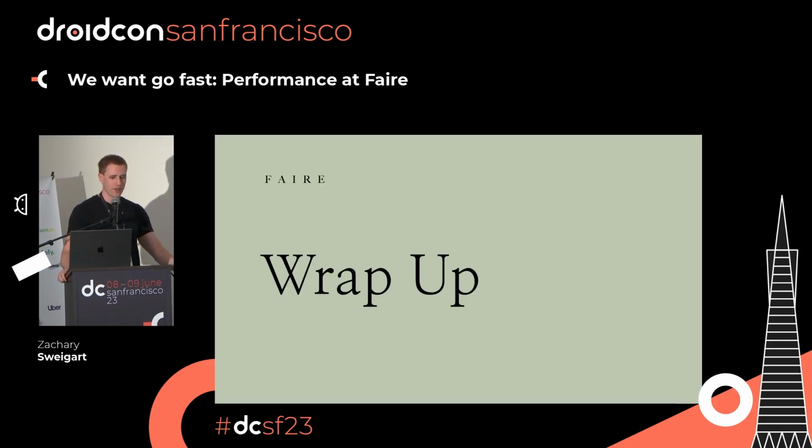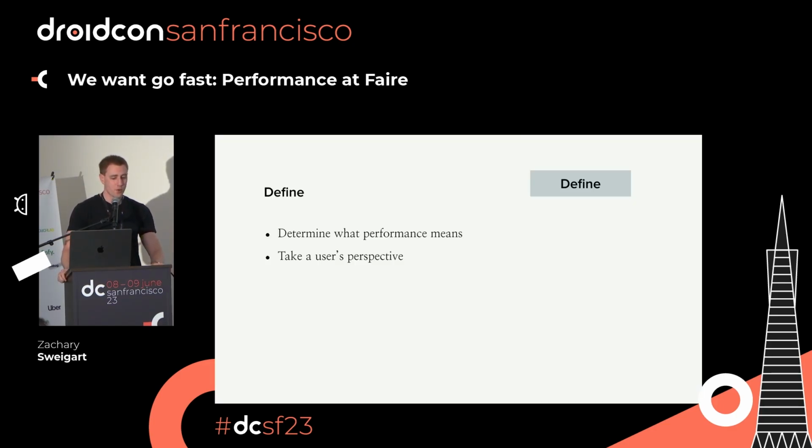To wrap up this whole thing, the steps that we took were to define. So first, figure out what performance means, figure out what speed means, what you care about. Think about it from a user's perspective when you're defining which actions you want to improve, which areas of the app you want to optimize for.